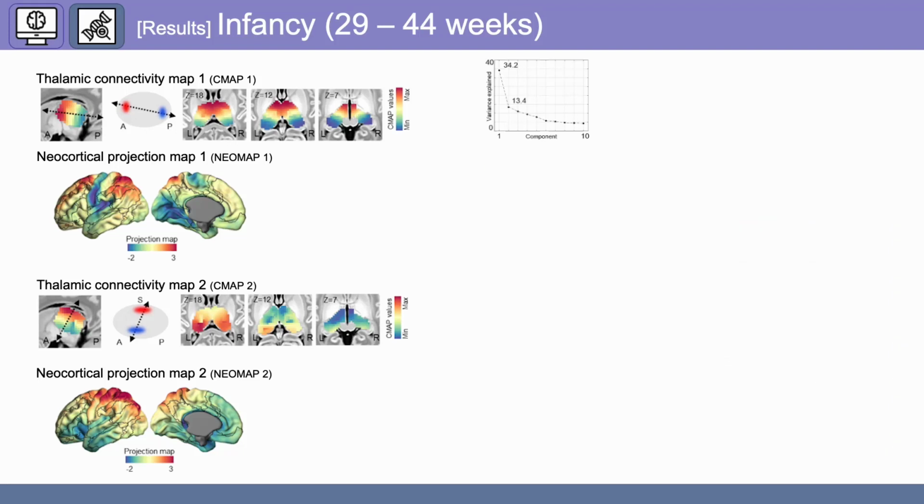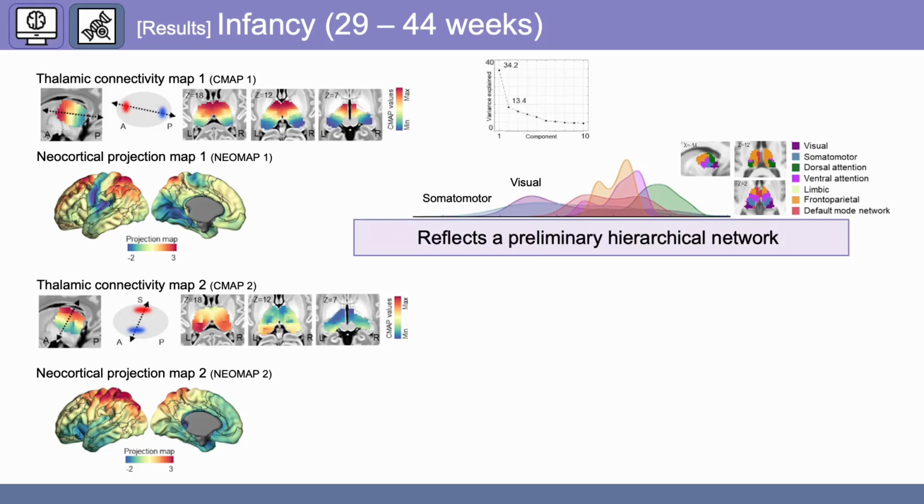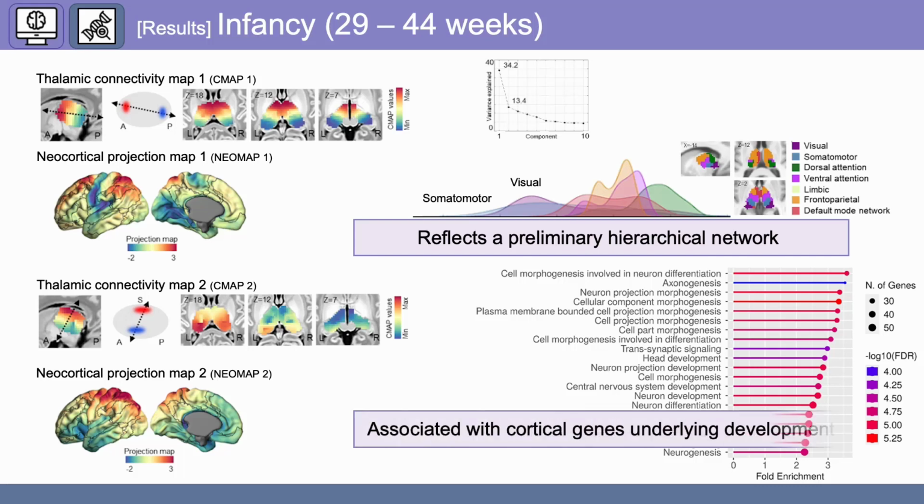Now going back to the results, we observed that the first neomap showed a preliminary hierarchical network with the low-level sensory regions, the somatomotor and visual areas, separated from the rest of the brain. Now, the second neomap did not seem to resemble any of the well-known cortical gradients, but interestingly, it showed high relevance to genes involved in developmental processes, such as neuron development, cell morphogenesis, and so on.